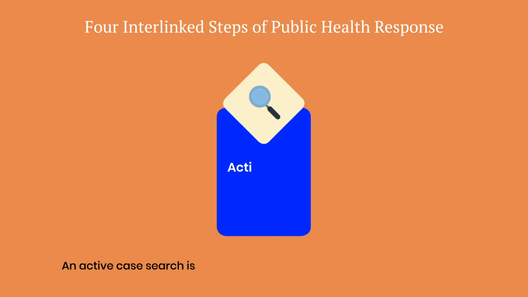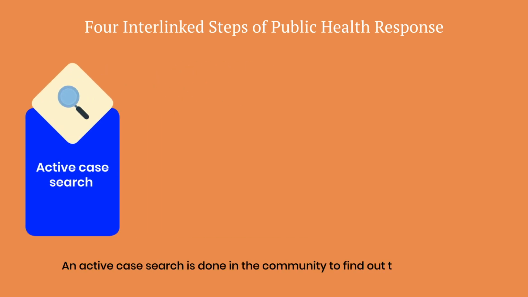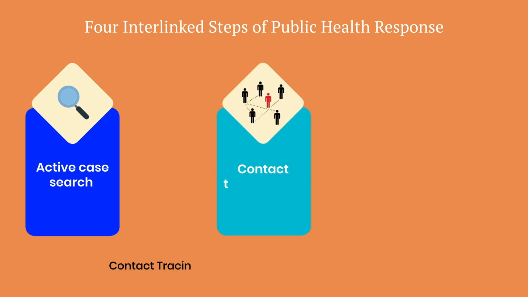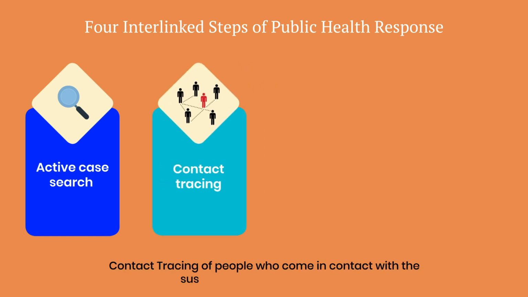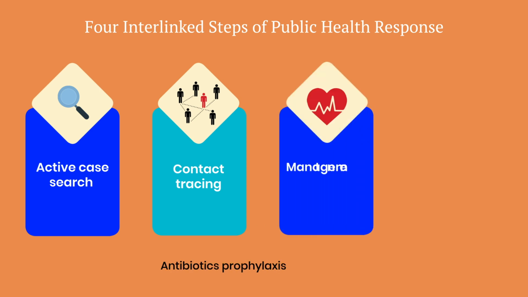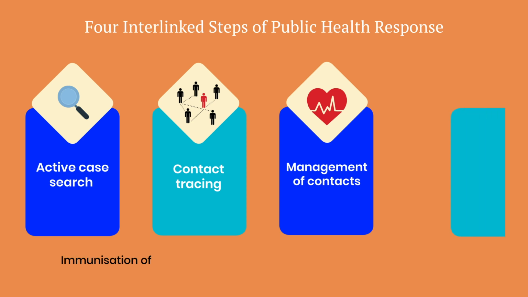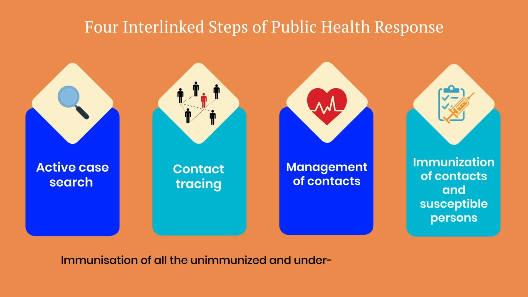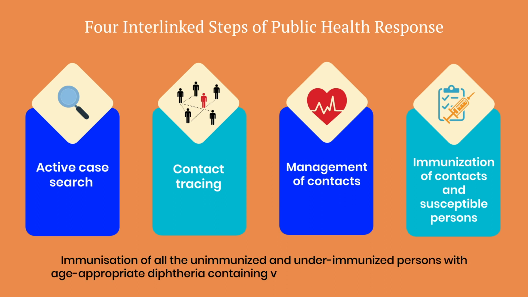An active case search is done in the community to find out the suspected diphtheria cases. Throat swab should be collected from the suspected cases and treatment should be initiated. Contact tracing of people who come in contact with suspected or confirmed cases. Antibiotics prophylaxis to all these contacts is the next step, and then immunization of all the unimmunized and under-immunized person with age-appropriate diphtheria containing vaccines like pentavalent, DPT and TD.